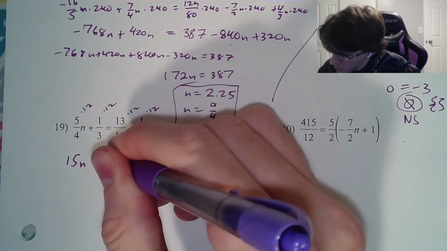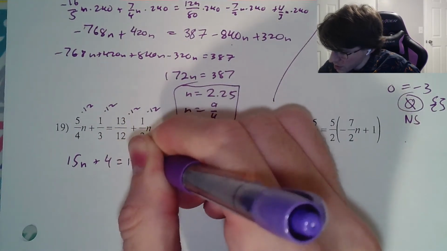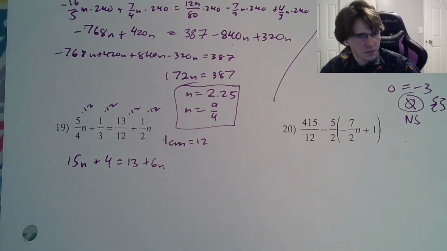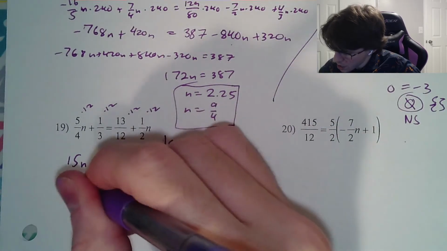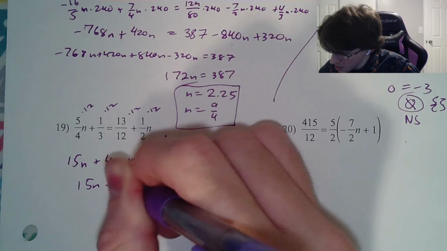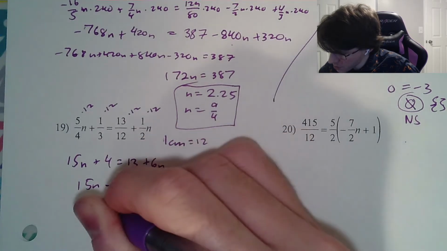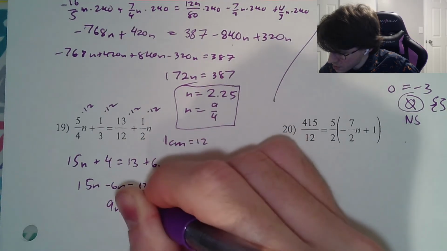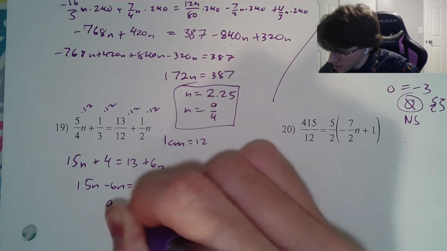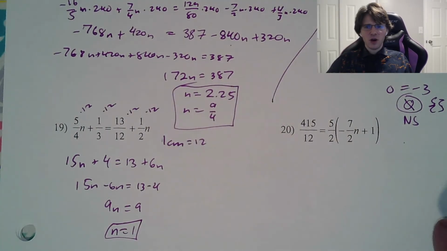Either way, you'll get 4 for that one, you'll get 13 for that one, and you'll get 6n for that one. Switcheroo time, 15n minus 6n is equal to 13 minus 4. We get 9n is equal to 9. Divide both sides by 9, and n is equal to 1. Only one question left. Woo!